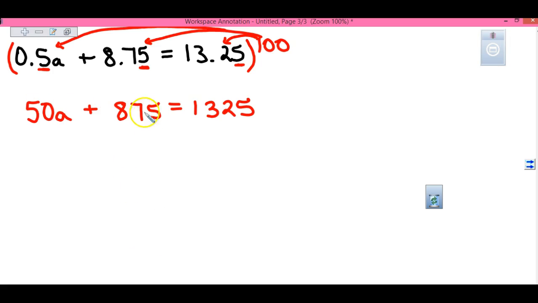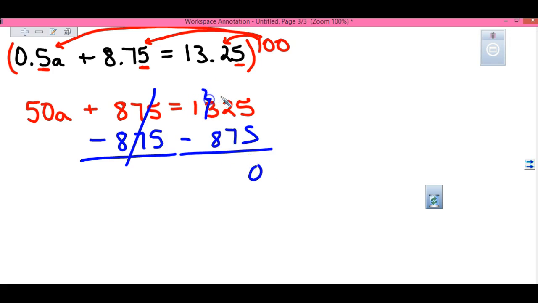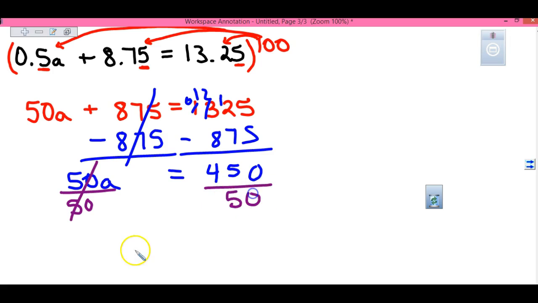Now that we got rid of all the decimals, we can solve our equation normally. So we have to use the inverse operation of plus 875, which would be minus 875. You do to one side, you do to the other. The inverse of 50 times a is divided by 50. What you do to one side, you do to the other. a would be equal to 9.